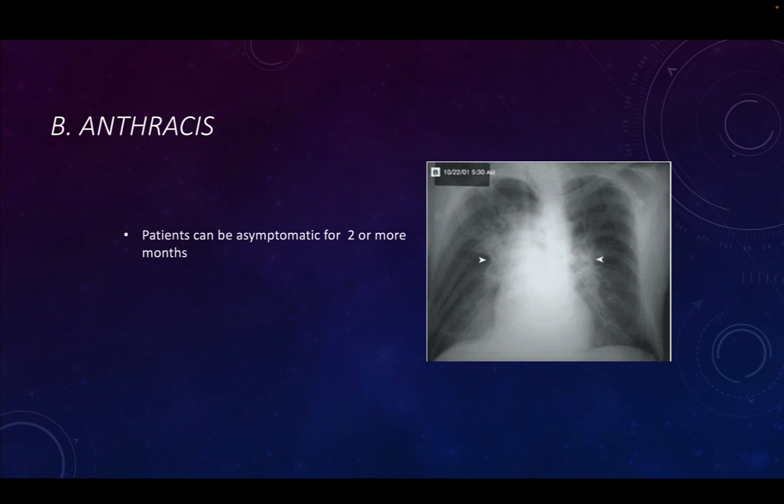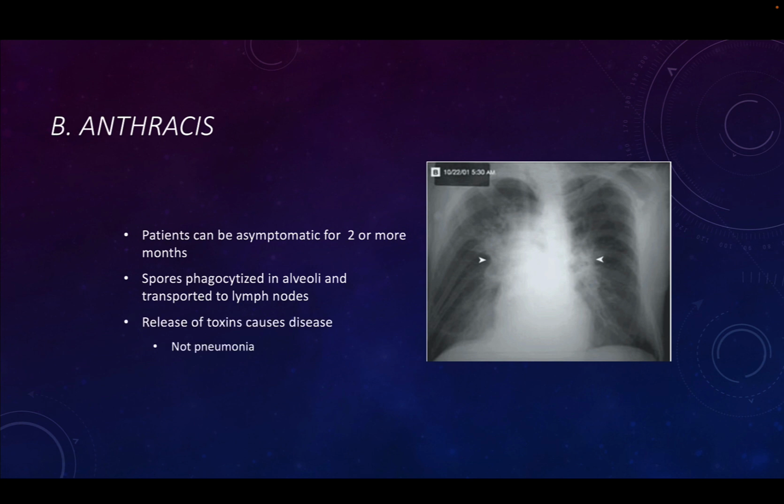For the inhalation form, patients can be asymptomatic for 2 or more months. It can really take time for the bacteria to germinate, to get enough toxin produced in order for symptoms to develop. So that can be really scary too for patients who may have been exposed, to have that waiting period of, are they going to develop the infection? The spores are phagocytized in alveoli and transported to local lymph nodes. And again, it's the release of the toxins that cause disease.